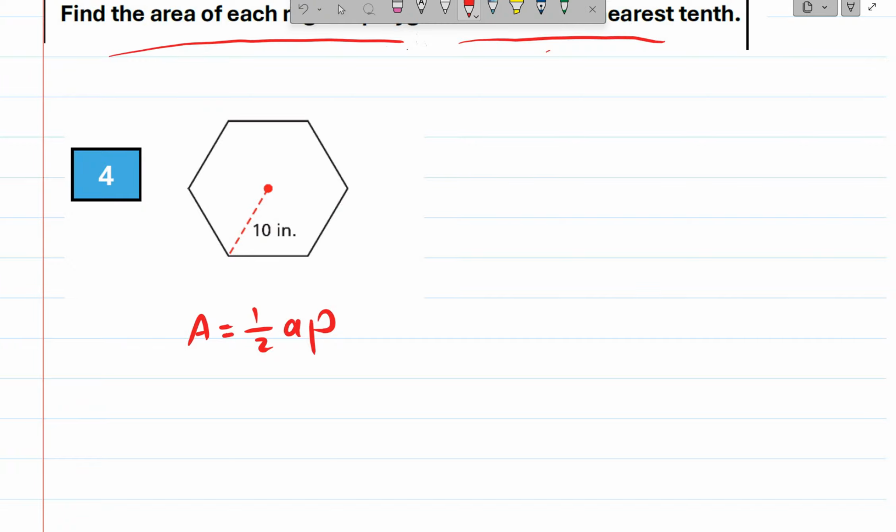Okay. First of all, you need to know the interior angle in a hexagon. How much is each interior angle?